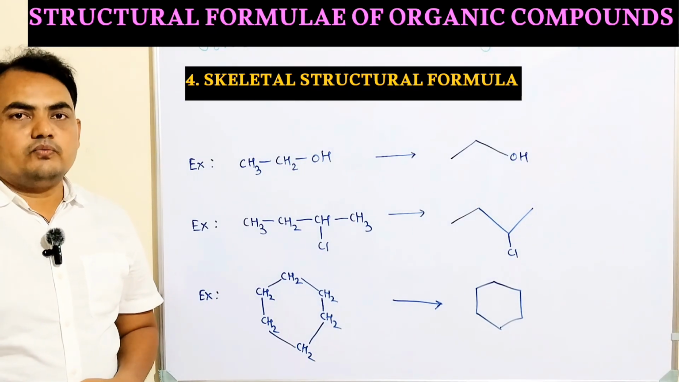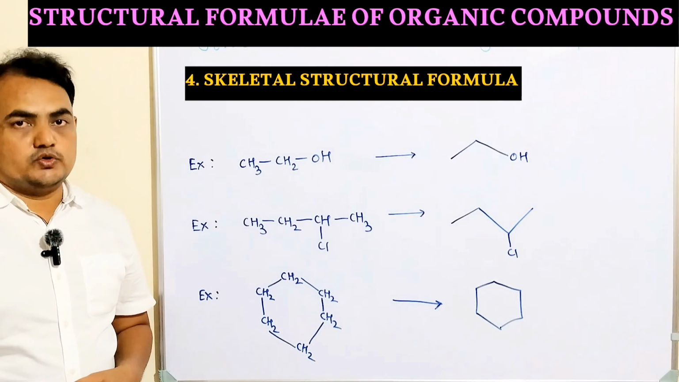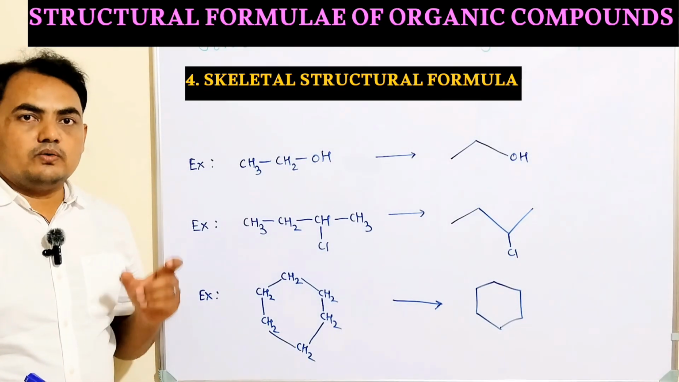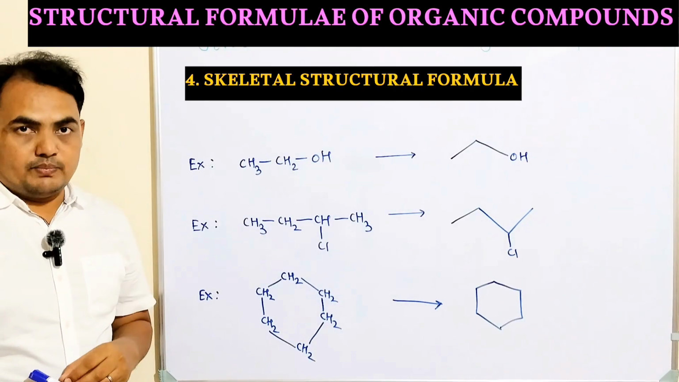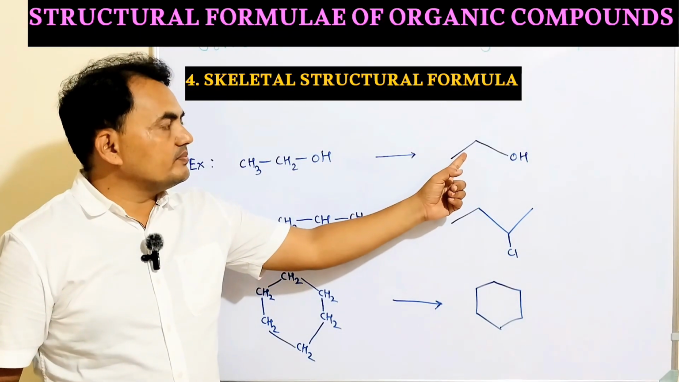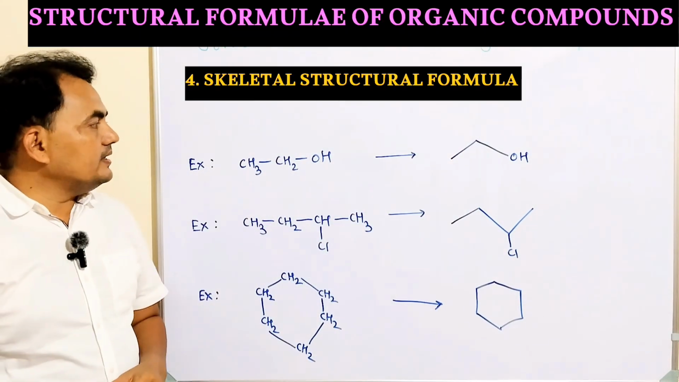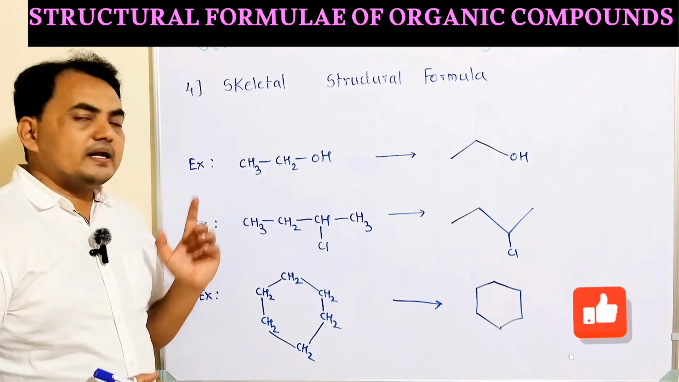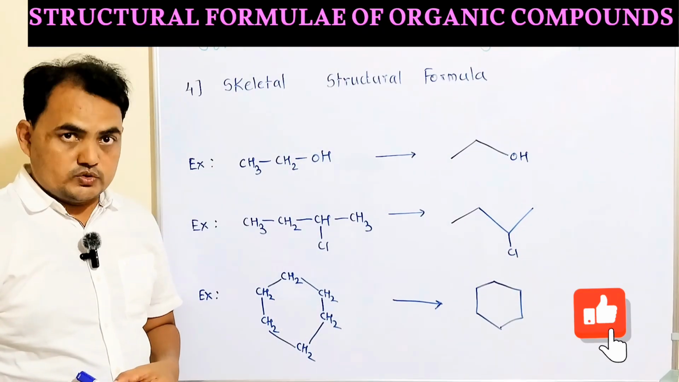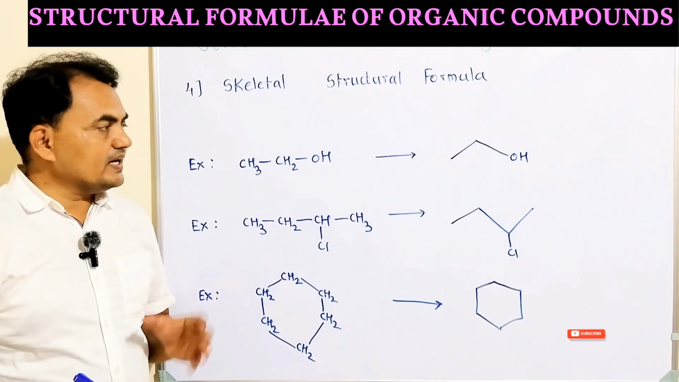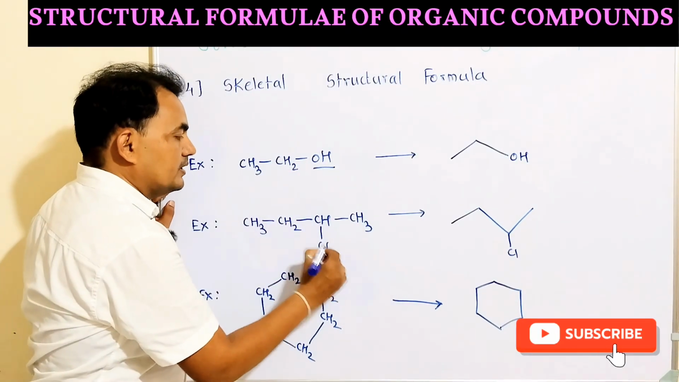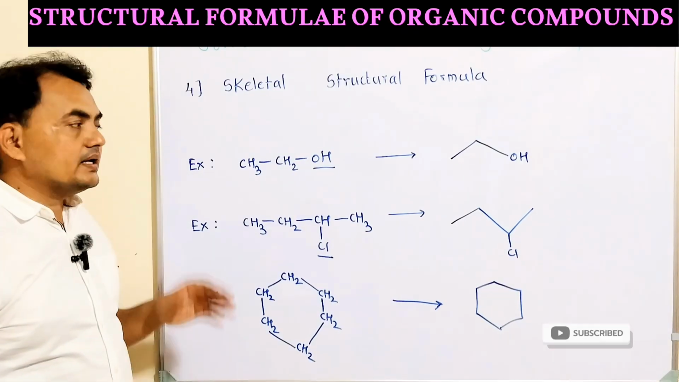In this formula we do not represent carbon and hydrogen. We only represent the bond between carbon and carbon, and suppose there is a bond between the carbon-carbon, this bond is represented by a line. We do not show carbon and hydrogen, we only show the atoms other than carbon and hydrogen, or the functional groups. So we can write only the functional groups or atoms other than carbon and hydrogen.